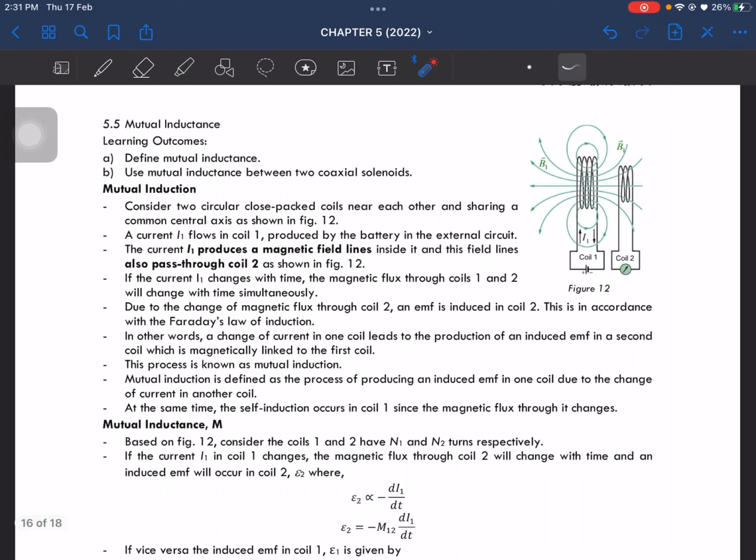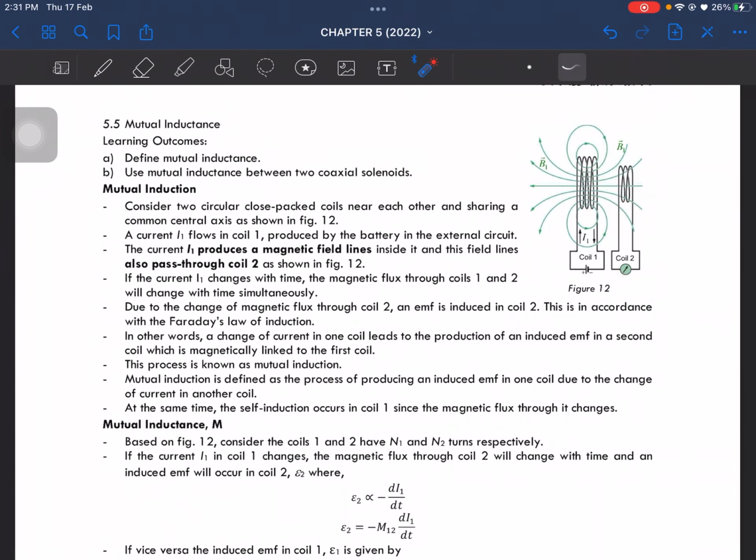Okay, mutual induction. Let's consider two circular close-packed coils near each other. So this is coil one. This is coil two. So they are sharing a common central axis. As current I1 flows in coil 1, produced by the battery here, the current will produce magnetic field lines, which is this one. This is the magnetic field lines, and these field lines will also pass through coil 2.